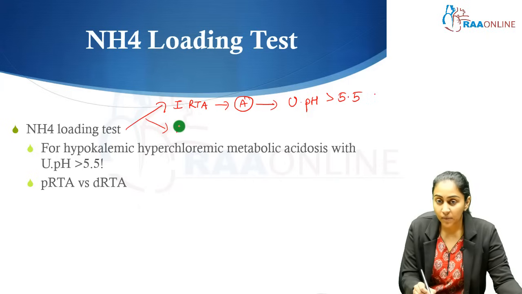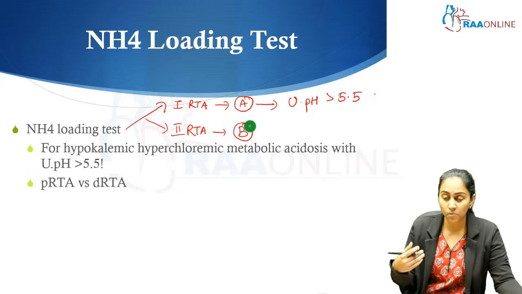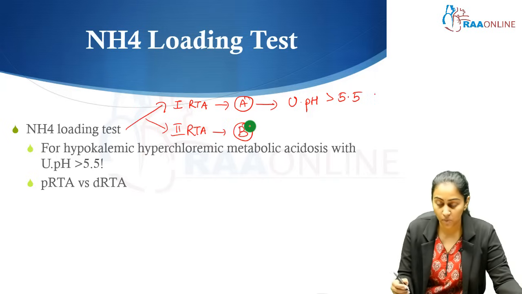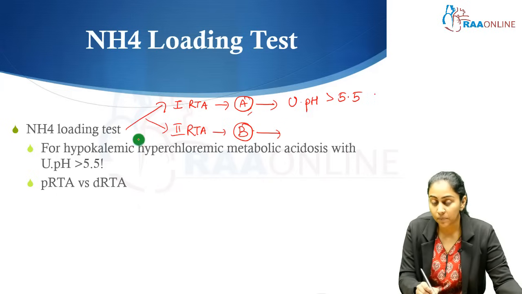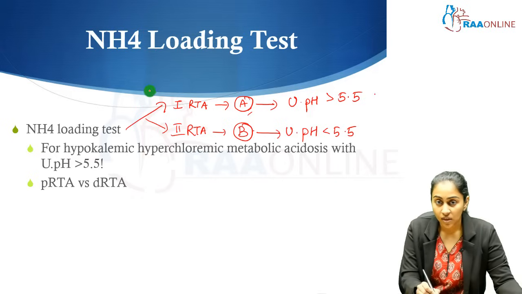Whereas in type 2 renal tubular acidosis, the problem is a bicarbonate reabsorption defect and no problem particularly with acid secretion. Giving the patient ammonium chloride will decrease the urinary pH to less than 5.5. So, this is number 1.